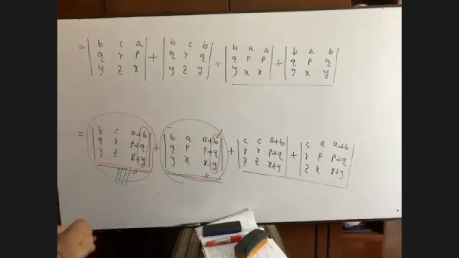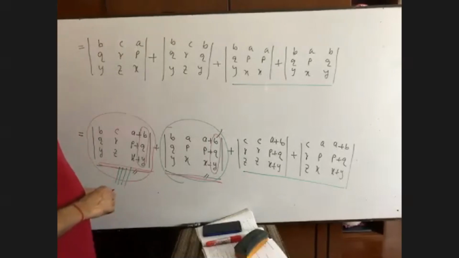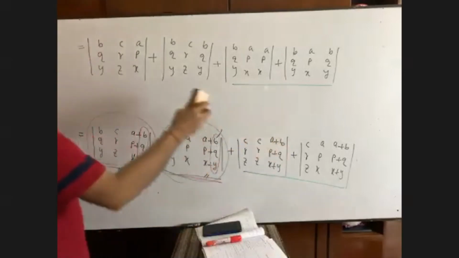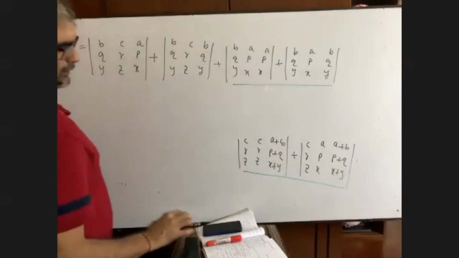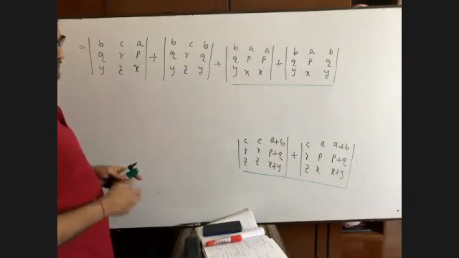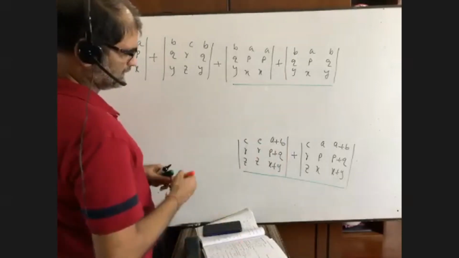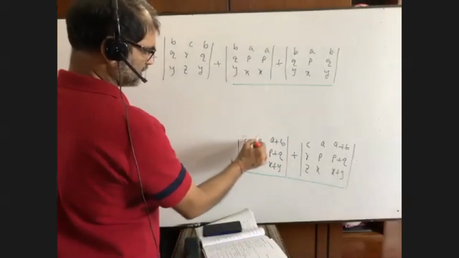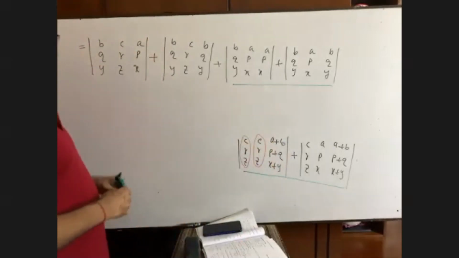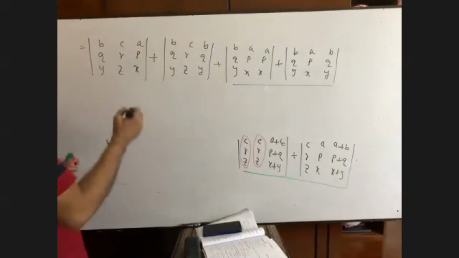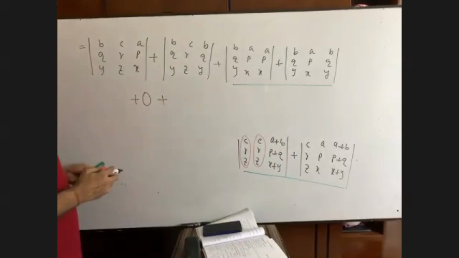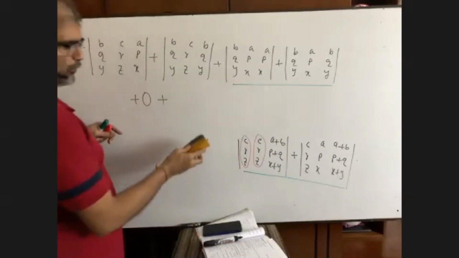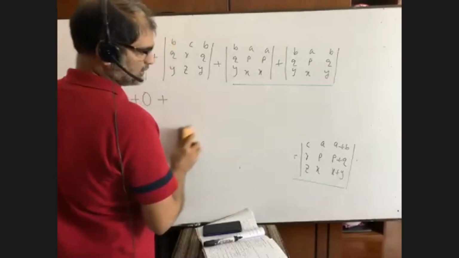Okay. Now these parts are not necessary. You see, we are getting these two columns the same for this part, right? What should be here? 0 plus 0, right? So we don't need this part.